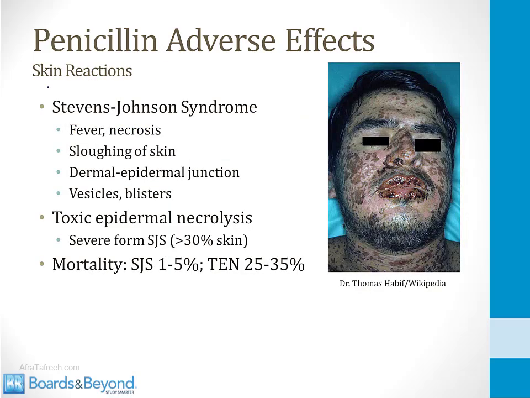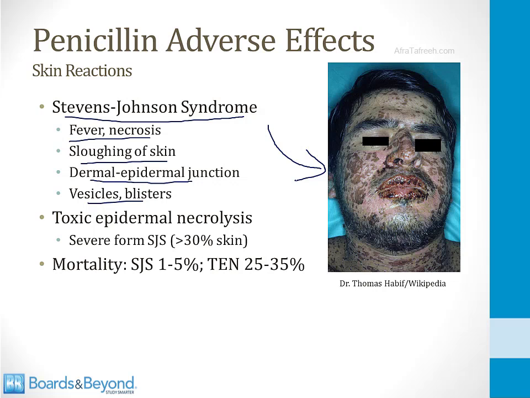Rarely, patients can develop a more severe skin reaction to a penicillin. One of these is called Stevens-Johnson syndrome. This consists of fever and necrosis of the skin and sloughing of the skin. The skin breaks down at the dermal-epidermal junction. This can lead to vesicles and blisters. This is a picture on the screen of a man with Stevens-Johnson syndrome. If this skin reaction involves more than 30% of the skin, then it's called toxic epidermal necrolysis. These are life-threatening skin reactions to an antibiotic. The mortality from Stevens-Johnson syndrome is 1 to 5%, and for TEN it is 25 to 35%.